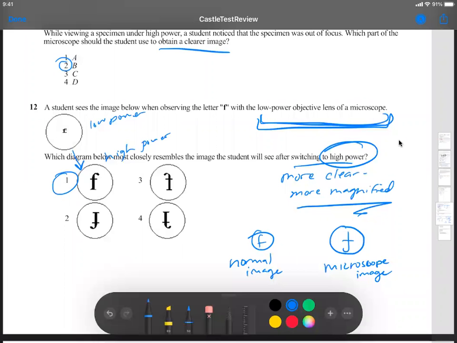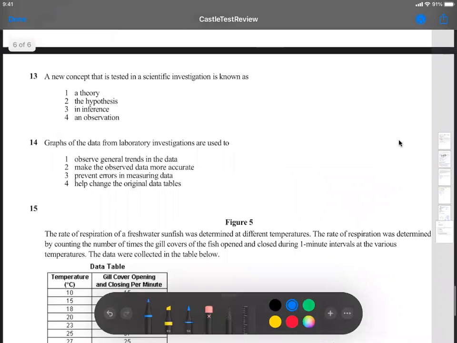All right, moving on to number 13. Just a few more questions, so power through. A new concept that is tested in a scientific investigation is known as a what? Number 1, theory, 2, hypothesis, 3, inference, or 4, observation. Show me what you got in 3, 2, and 1.